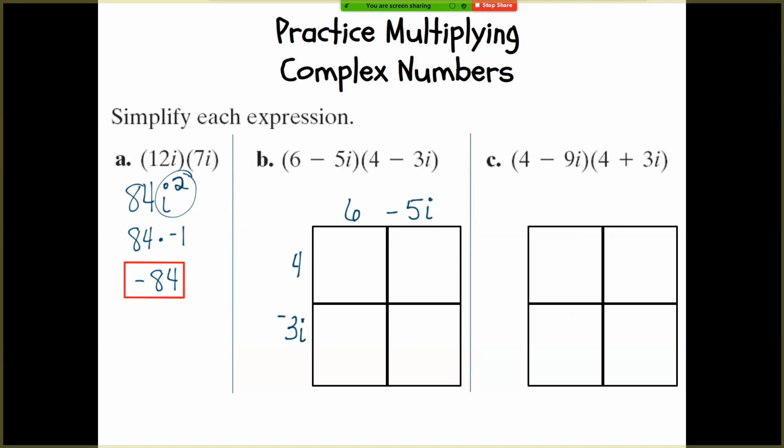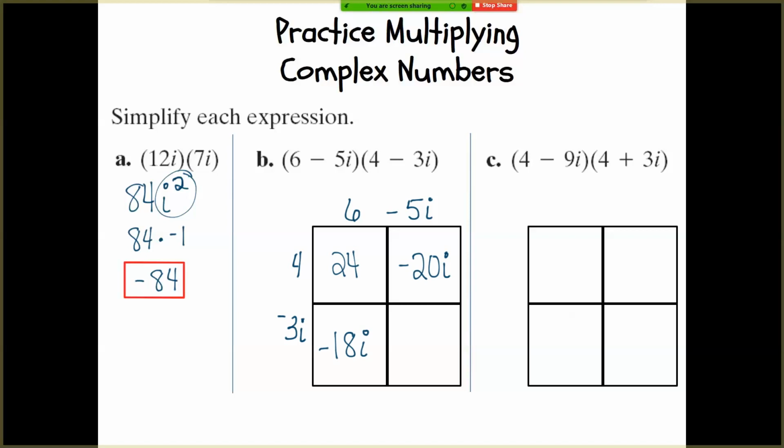So now I'm going to multiply corresponding parts. Top left box, I'm taking 6 times 4, which is 24. -5i times 4, which is -20i. -3i times 6 is -18i. And then be careful, this bottom box, I'm taking -5i times -3i.